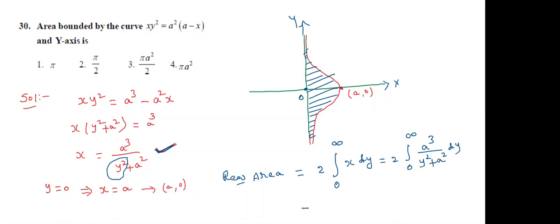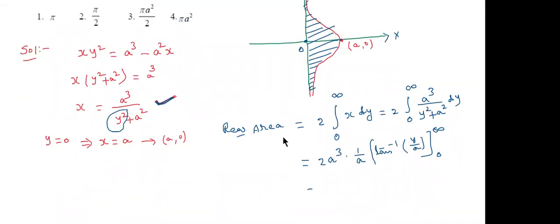Now a cube is constant, take it outside. Remaining, observe that integration 1 by y square plus a square dy. What is the formula, students? 1 by a into tan inverse of y by a, or not? Tan inverse of y by a. And what are the limits? 0 to infinite.